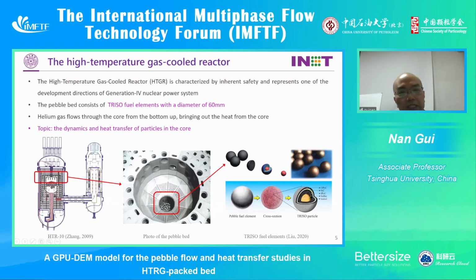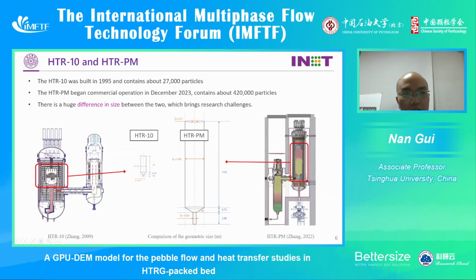Over the world, there are two pebble HTGR reactors. The first is HTR-10. Its power is 10 megawatts. And this is another HTGR. It is already in commercial operation in Shandong province of China, and these two kinds of nuclear reactors were all developed by the Institute of Nuclear and New Energy Technology at Tsinghua University. And this is a size comparison of the two reactors.